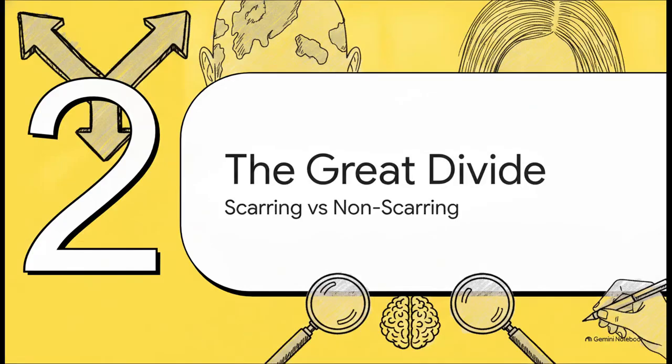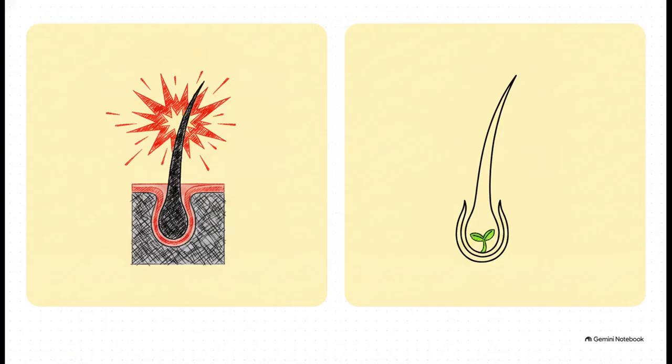Moving right along to Section 2, the Great Divide, scarring versus non-scarring alopecia. This is the primary fork in the road for every single dermatologist. The absolute crucial point here is distinguishing between scarring alopecia and non-scarring alopecia. And it all boils down to the stem cells located in the upper part of the hair follicle, an area we call the bulge region.